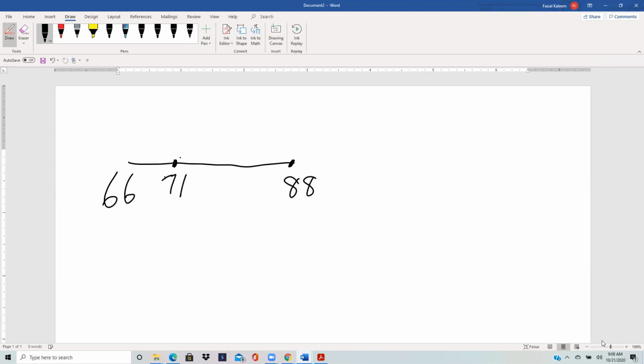You are looking for exceeding 71. So exceeding 71 will be which part of the number line? From 71 to 88, right. So this is the exceeding 71. So what you do is you get the difference of that part, 88 minus 71, which is 17. And what do you think we'll divide it by?